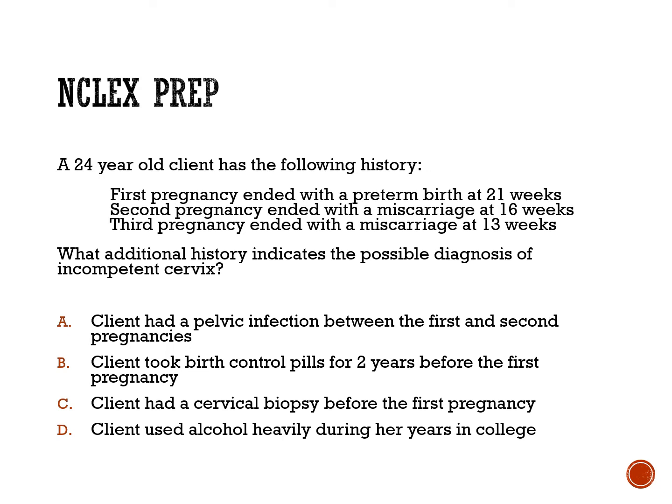A, client had a pelvic infection between the first and second pregnancies. B, client took birth control pills for 2 years before the first pregnancy. C, client had a cervical biopsy before the first pregnancy. Or D, client used alcohol heavily during her years in college. So C, client had a cervical biopsy before her first pregnancy, because we know that that causes that cervix to have weakness in it.